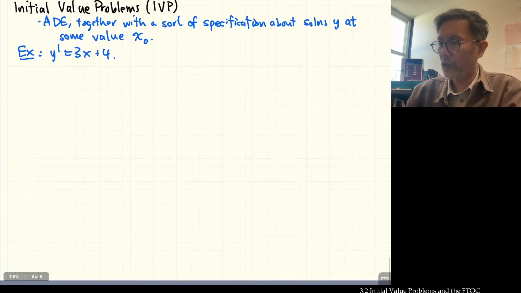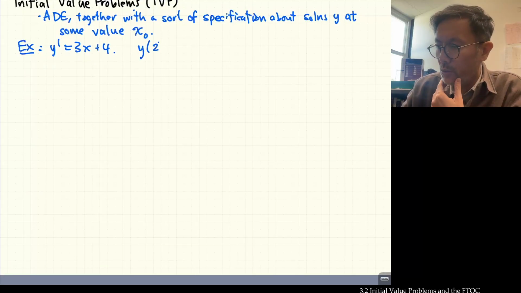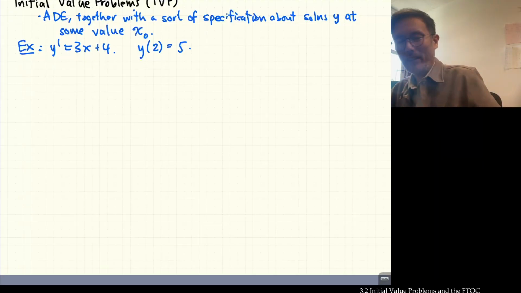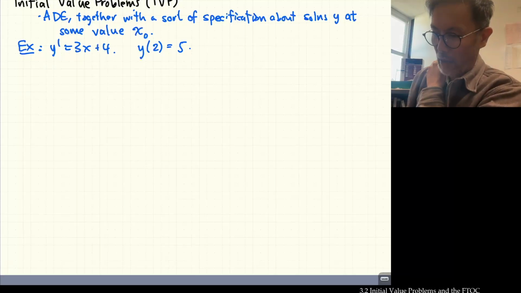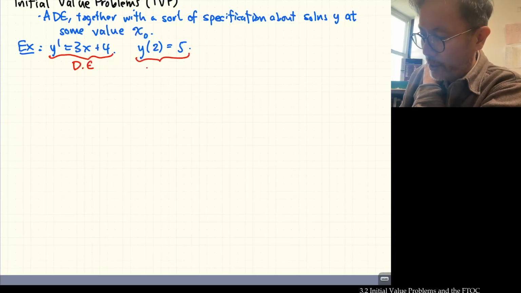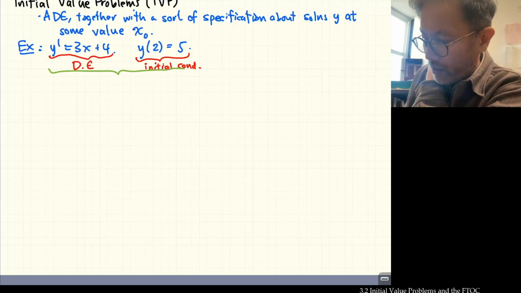But I further specify that I want y at, I don't know, 2 is equal to 5. Okay, I'm really just making things up. So this is then an initial value problem. This I would call the DE. This I would call the initial condition. And these things taken together, I would call an initial value problem.